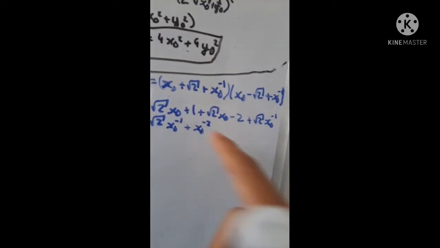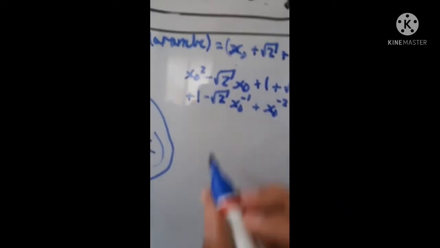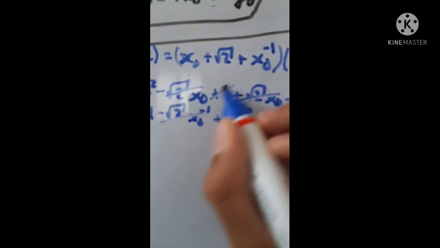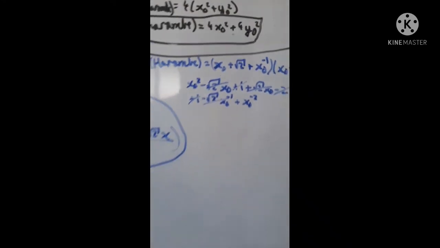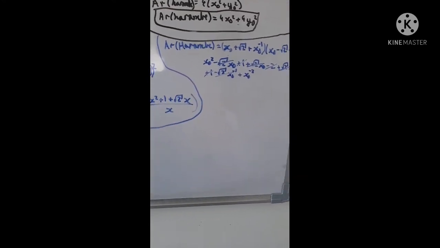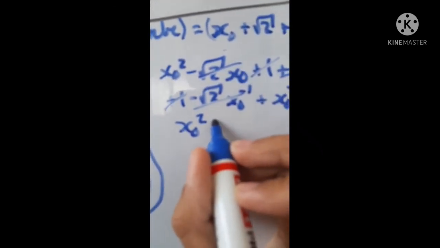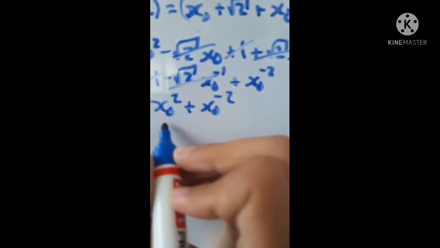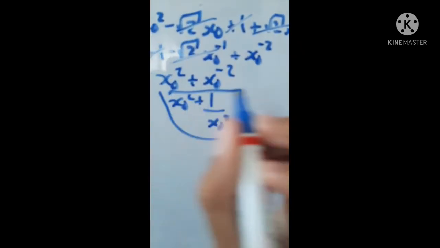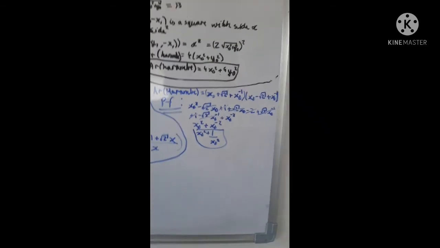1 2 3 4, 1 2 3, 1 2 3, 1 2 3. That makes sense, 9 terms. Now let's simplify it. So these cancel out, these cancel out. Now this plus 1 and plus 1 becomes 2, and this is minus 2, so they cancel out. And at the end, let's see what we have left. We have x naught squared plus 1 over x naught squared. That's a proof. That's pretty good.